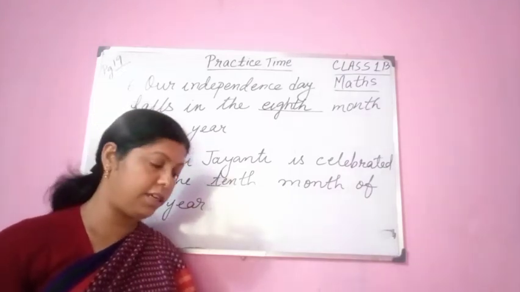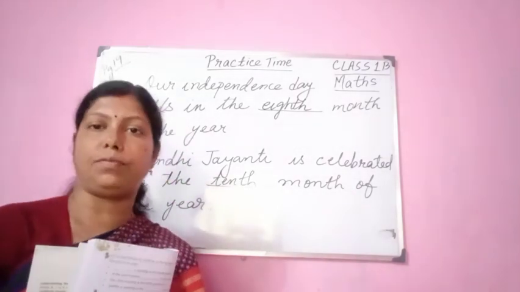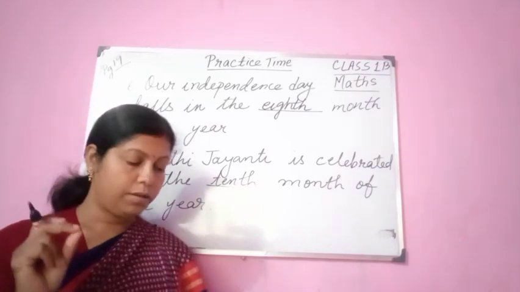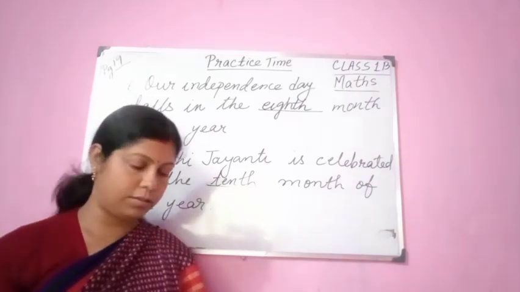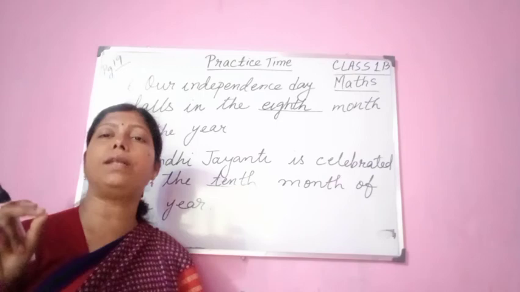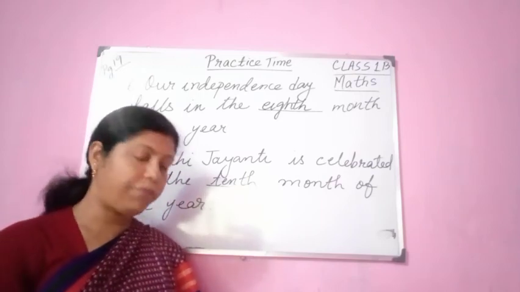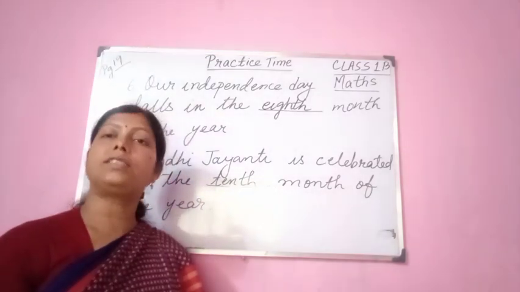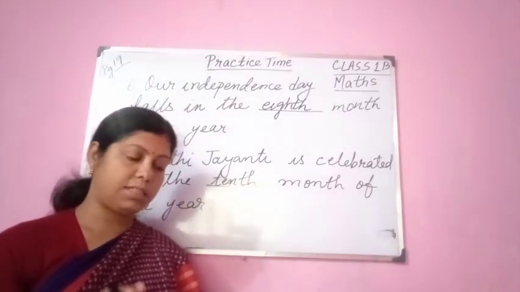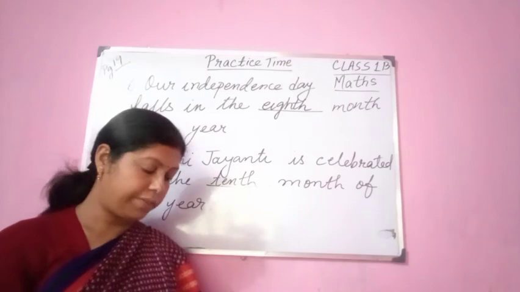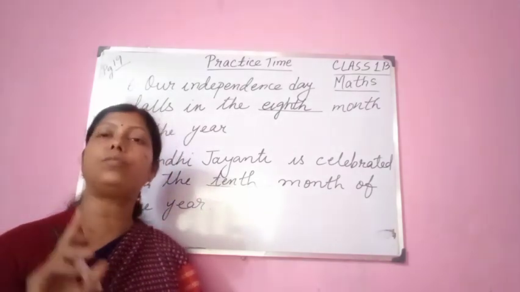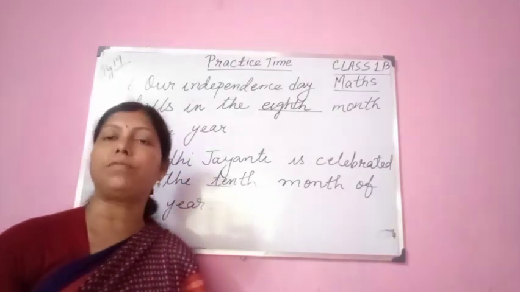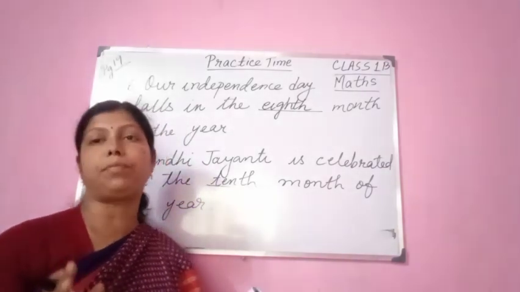You are learning here, isn't it? January is the first month of the year. February is the second month of the year. March is the third month of the year. April is the fourth month of the year. May is the fifth month of the year. June is the sixth month of the year. July is the seventh month of the year. August is the eighth month of the year. September is the ninth month of the year. October is the 10th month of the year. November is the 11th month of the year, and December is the 12th month of the year.